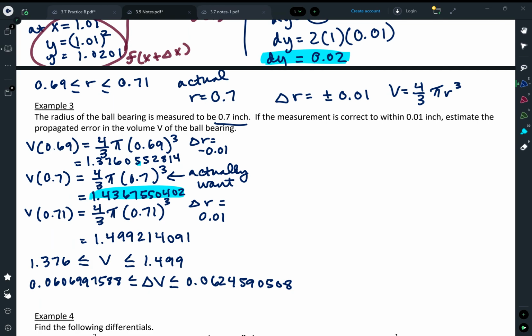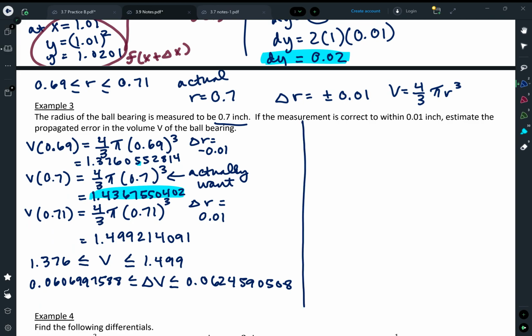I said what would happen to my volume, sorry, not velocity, I just see the V, I think velocity. What would happen to my volume if I was a little bit smaller, if I was a little bit bigger? Let's work out all of these volumes. Let's figure out that difference from my actual volume. So that's my delta V.